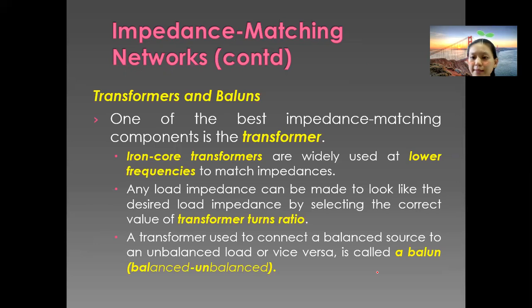Other than the T network, L network, and pi network, this impedance matching network can also be used as a transformer or balun. One of the best impedance matching components is the transformer. First, iron core transformers are widely used at low frequency to match the impedance. Any load's impedance can be made to look like the desired load by selecting the correct value of the transformer turn ratio.